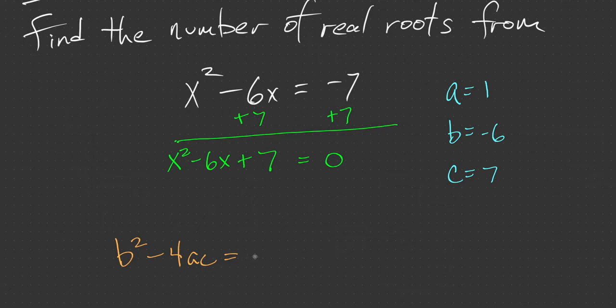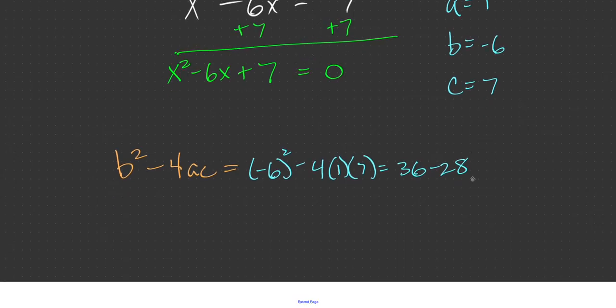Okay, good. So then what? So we've got -6 squared minus 4 times 1 times 7. So I've got 36 minus 28. Let me scroll down. 8.